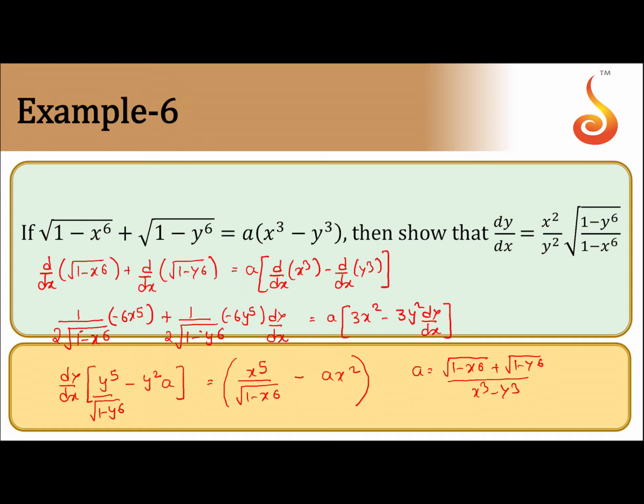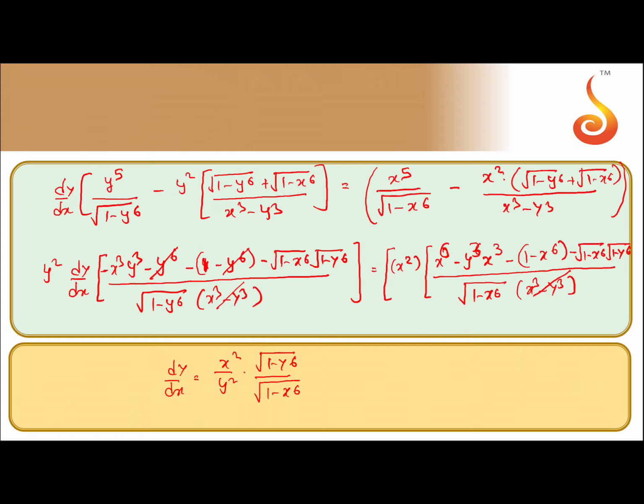And this side, 3x square will be positive. There is a small error here: this is minus and this is plus, because you are taking ax square to this side. The same thing will come here. When you are taking it, this will be the minus sign and this will be the plus sign. So this will give you minus 6 and this will give you plus, and the remaining is all correct. This is minus 1, minus plus 6 will cancel, and this will give you minus. The remaining are all correct. dy by dx equals x square by y square under root of 1 minus y to the power 6 by under root of 1 minus x to the power 6.